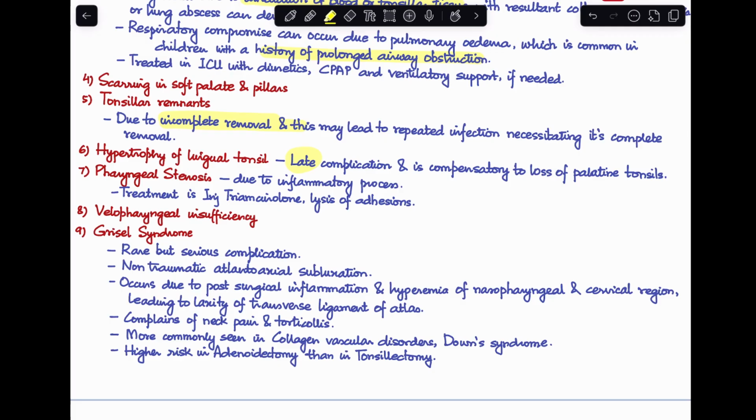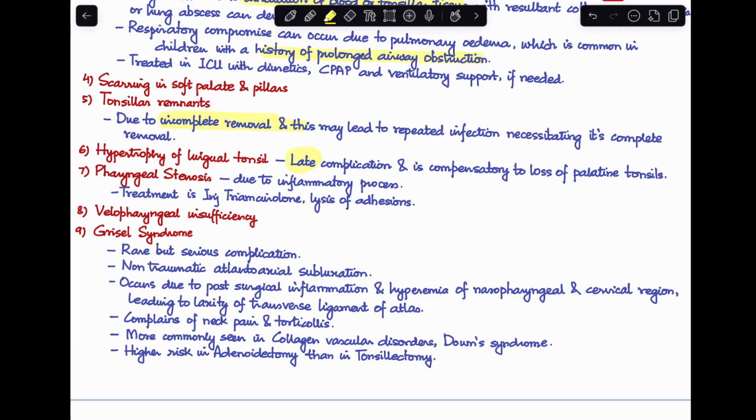There can also be velopharyngeal insufficiency, especially in cases of cleft palate. That is why cleft palate is a contraindication for performing tonsillectomy. Last complication is something that is known as Grisel Syndrome. Now, this is a very rare, but a very serious complication of tonsillectomy, where basically there is a non-traumatic atlantoaxial joint subluxation happening.